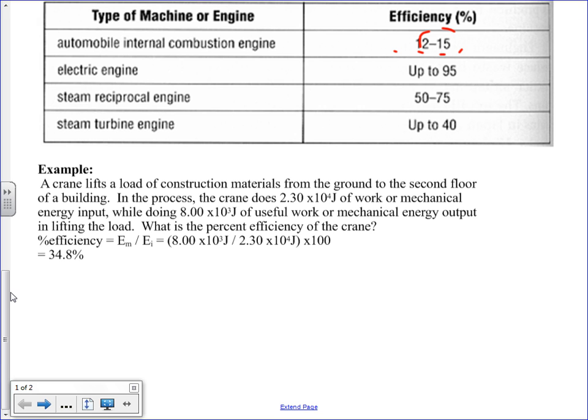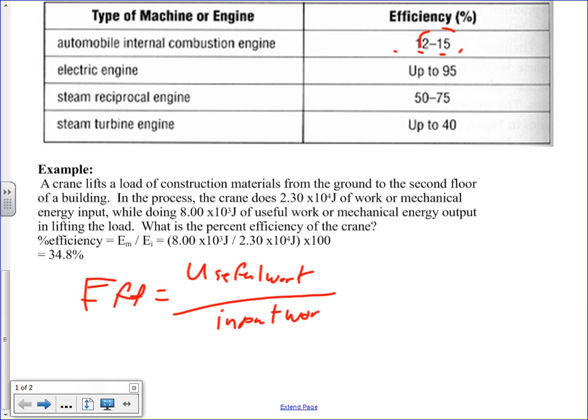So how do I know which one should go on top of this equation? Remember that efficiency is the useful work over the input work. This question said useful work, and that's one way to look for it. But which number's always going to be smaller? The useful work. So if you can't tell from the wording of the question which one is which, the small one always goes on top.